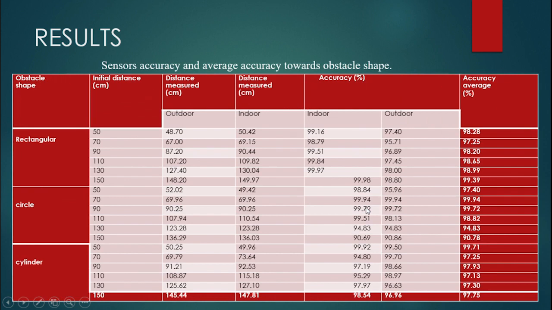Then the next one, you can see sensor accuracy and average accuracy towards obstacle shapes. We can see rectangular, circle, and cylindrical obstacles. For the rectangle, we tried it in outdoor and indoor, and the accuracy of both of them for indoor and outdoor, and the average accuracy for all of them is depicted here. And you can see the best so far is the cylindrical shape with the accuracy of 99.71 right here.